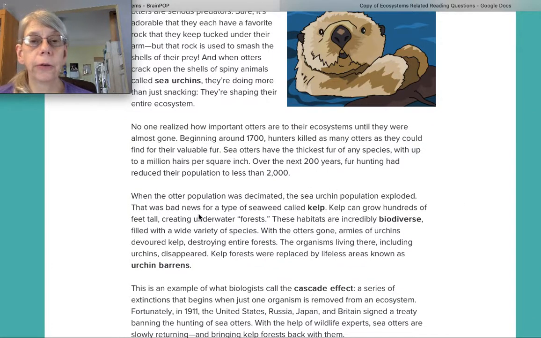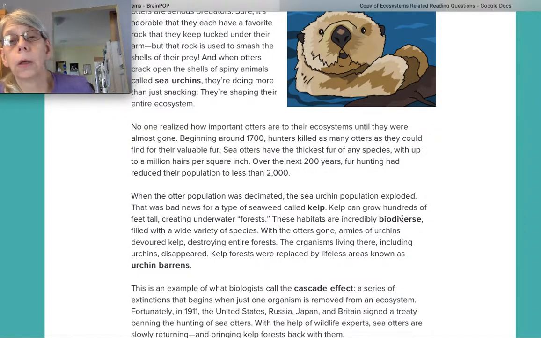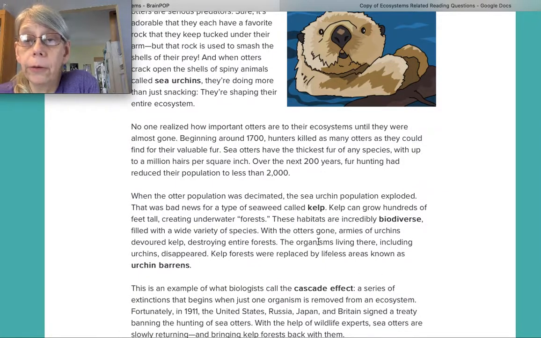That was bad news for a type of seaweed called kelp. All right, that's another organism, kelp, seaweed. Kelp can grow hundreds of feet tall, creating underwater forests. These habitats are incredibly biodiverse, filled with a wide variety of species. Lots of things like to eat kelp, things like to hide in the kelp. With the otters gone, armies of urchins devoured kelp, destroying entire forests.